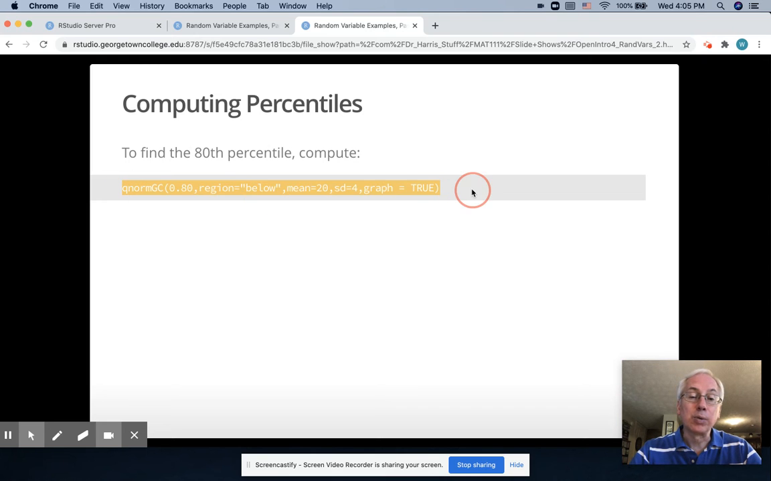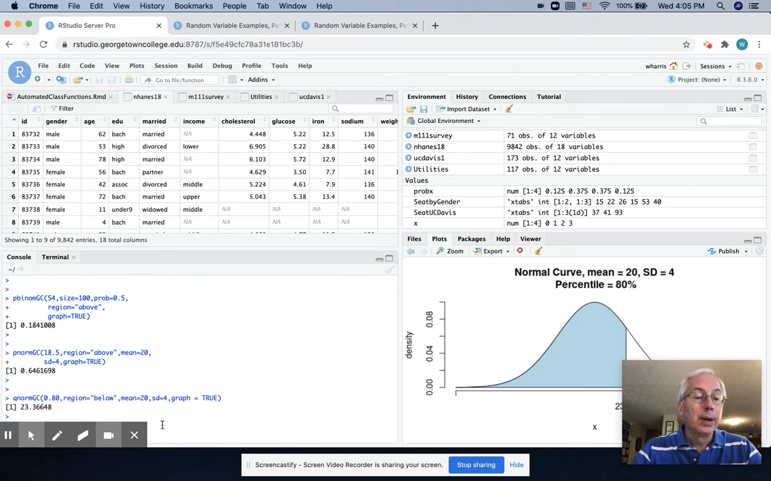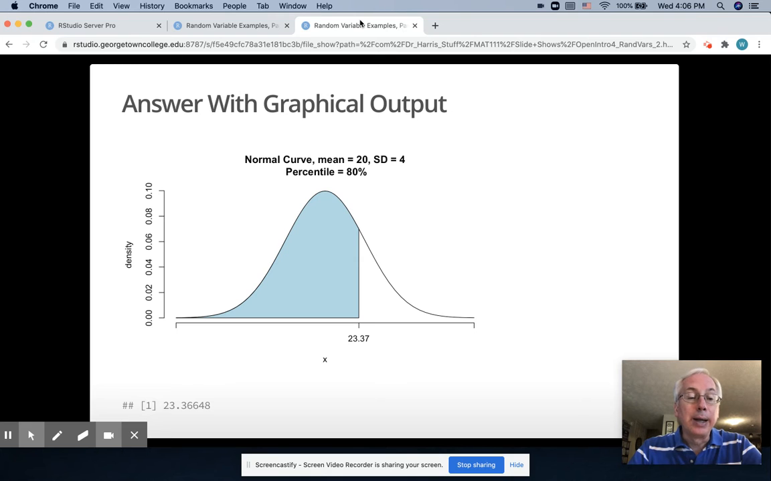So let's verify that this will run in RStudio. Indeed, we get a number, and we get a graph as well. We can see that that's the output we have on the next slide. It gives us the 80th percentile, and the cutoff looks to be at about 23.4. So the area to the left of 23.4 under this curve that's centered at 20 with standard deviation 4 is 80%. So how do I interpret this information?